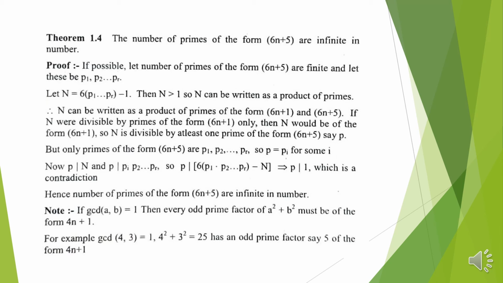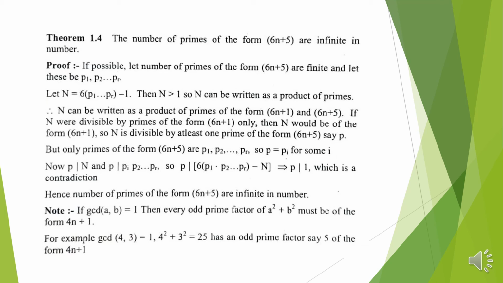Now p divides n and p divides p1p2p3...pr. So p divides 6(p1p2p3...pr) − n. That implies p divides 1, which is again a contradiction. Hence, the number of primes of the form 6n + 5 is infinite.